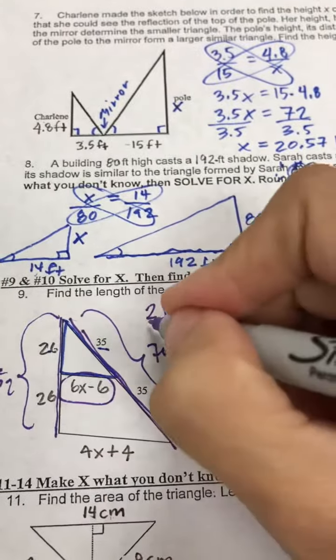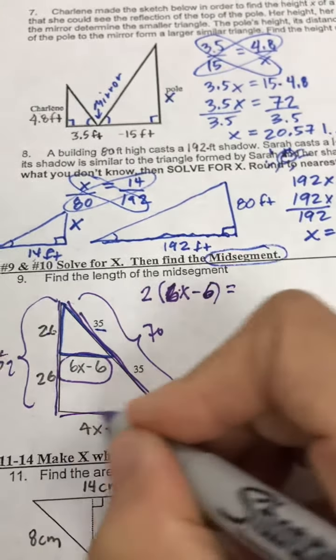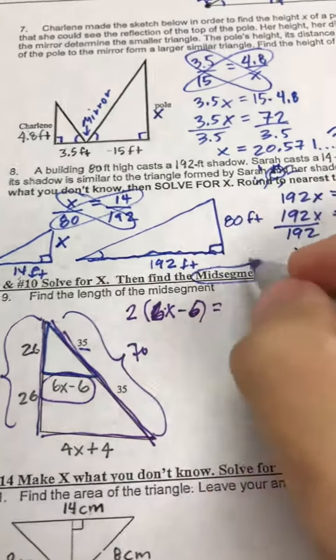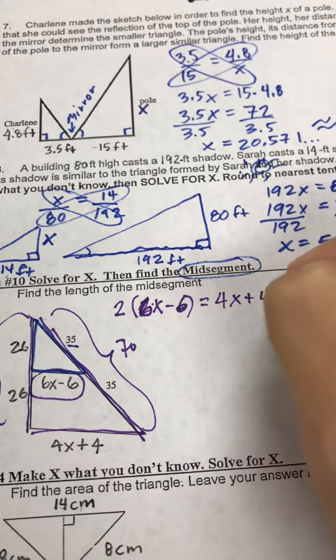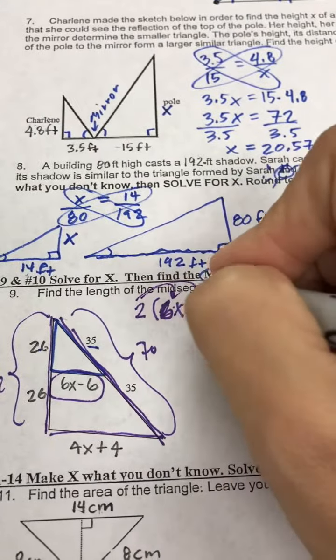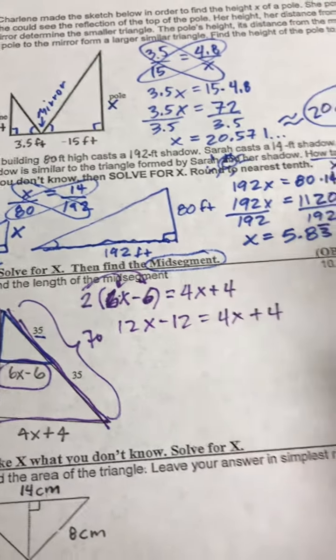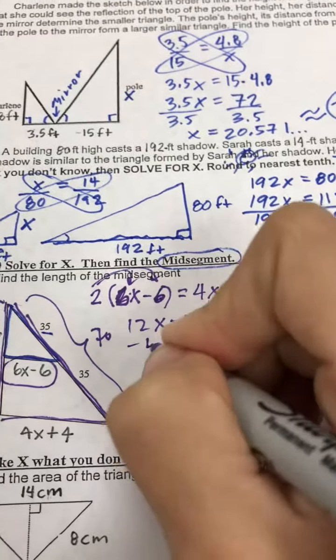So we can set that up. 2 times 6x minus 6 has to equal the bottom of mom because that's what mid-segment means. This segment cut that in half. Okay, so 4x plus 4. And so now we're going to distribute: 12x minus 12 equals 4x plus 4. Cool. So let's get all the x's on one side.